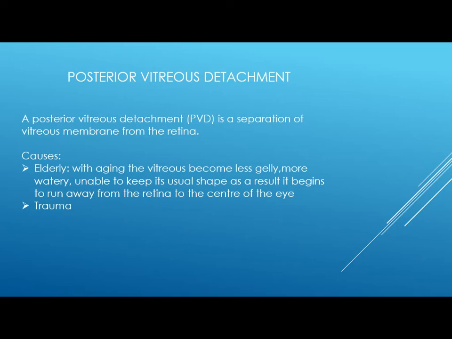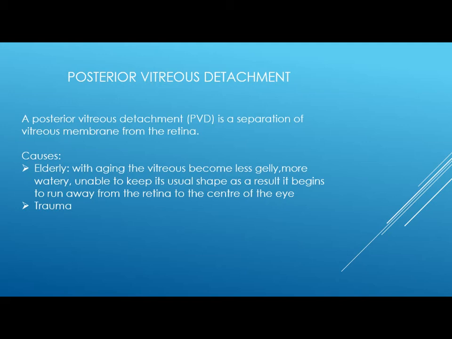Another pathology: posterior vitreous detachment. Posterior vitreous detachment is separation of the vitreous membrane from the retina. The main cause is age. When aging, the vitreous becomes less jelly.